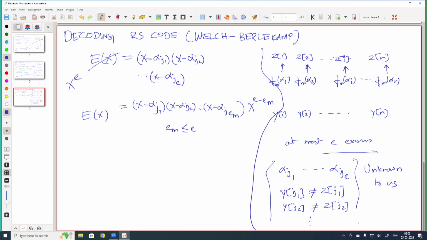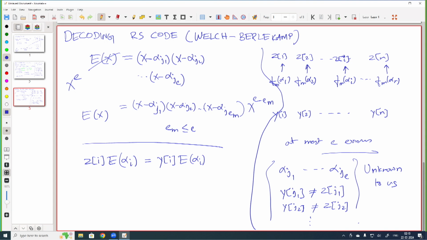Now, if I have this polynomial, let us look at the following expression, right. It is fair to say that z I times E evaluated at alpha I is equal to y I times E evaluated at alpha I, right. Why is it fair to say? Because if there was no error at position I between the sent code word and received code word, then z I is equal to y I, and E of alpha I is the same thing on both sides. So, therefore, they are the same.